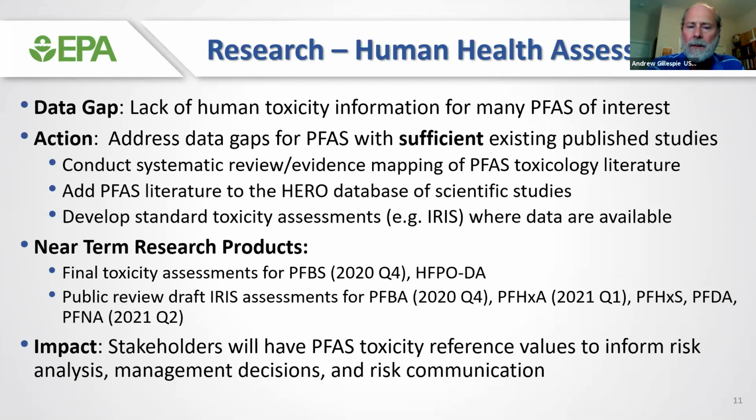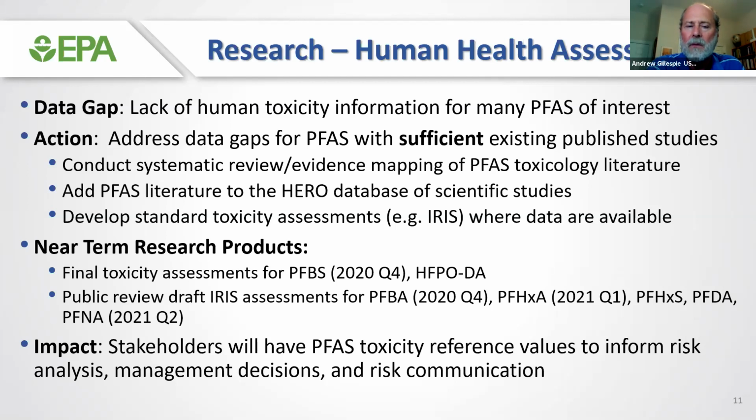So in the near term, EPA has been working on 2 assessments, which are almost finished. PFBS is a 4-carbon PFAS chemical. HFPO dimer acid is a 6-carbon. It's also known sometimes as Gen X. This is one which has been very well known in North Carolina, West Virginia, Ohio, and the Ohio River.